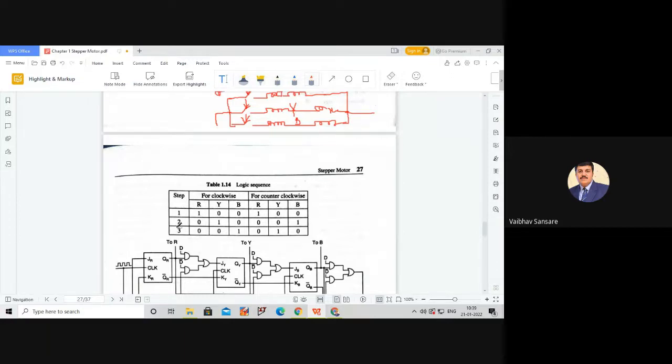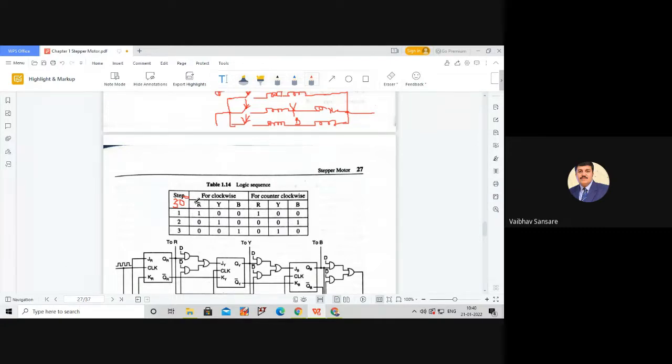For the second step, what is a step? It is the desired step angle. Say for this motor, the step angle is 30 degrees. For the first step, the motor will rotate by 30 degrees in the clockwise direction when the R phase is excited, and the remaining two phases are in de-energized condition. For the second step, we simply de-energize the R phase winding and energize the Y phase winding, so that the motor will run with the next 30 degrees in the clockwise direction, and so on. For the third step, we energize the B phase, so that the motor will rotate by 90 degrees.